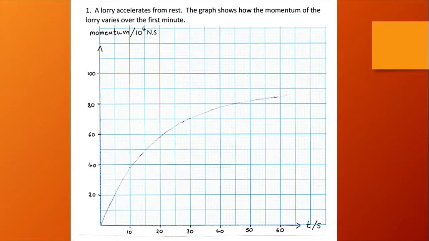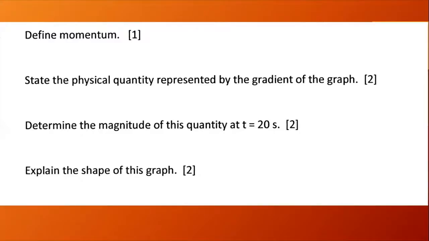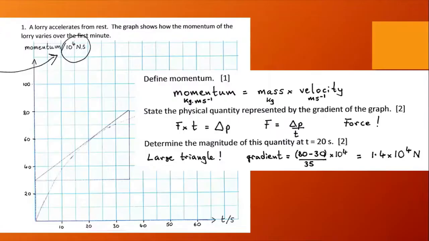Okay, so the questions were asked to define momentum, state the physical quantity represented by the gradient of the graph, determine the magnitude of this quantity at 20 seconds, and to explain the shape of this graph. Okay. Let's move on. There I've circled the 10 to the 4.